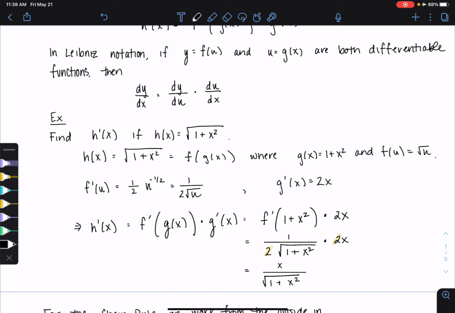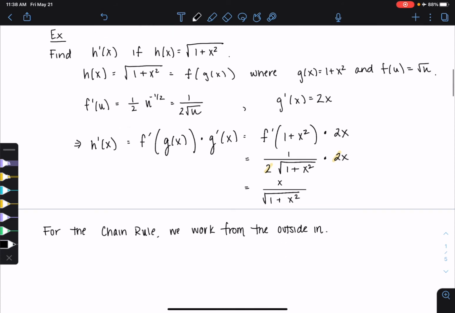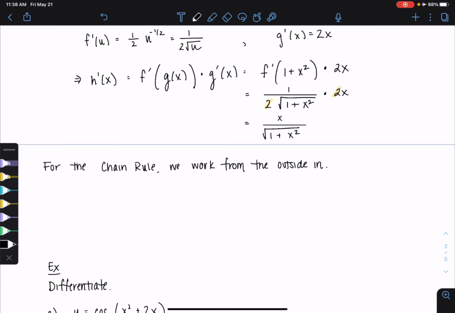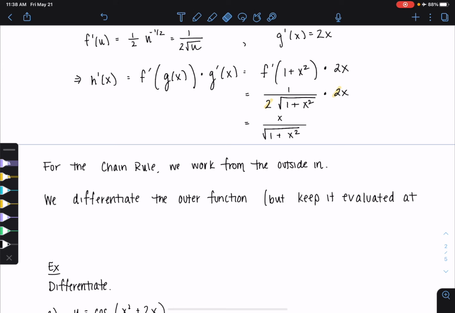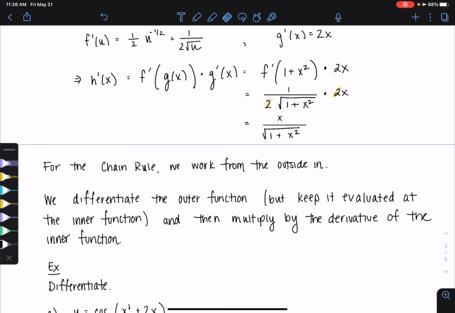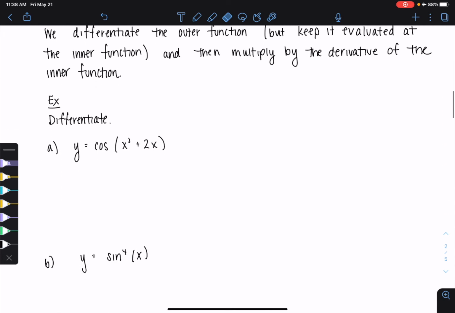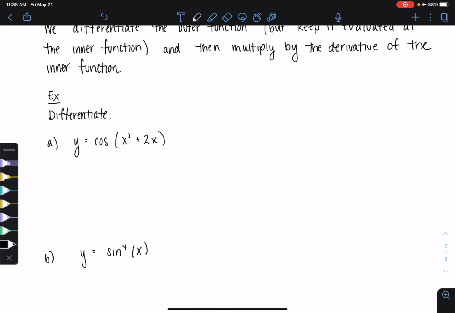Okay. So writing everything is tedious. Writing each separate function, writing the derivative of each function. Really what you want to keep in mind is you're working from the outside in. So we differentiate the outer function, but we keep it evaluated at the inner function. Then we multiply by the derivative of the inner function. I'm going to show you a quicker process in all of these next few examples. I want to start by differentiating my outer, and I'm going to get used to that Leibniz notation because we are going to use it very soon.